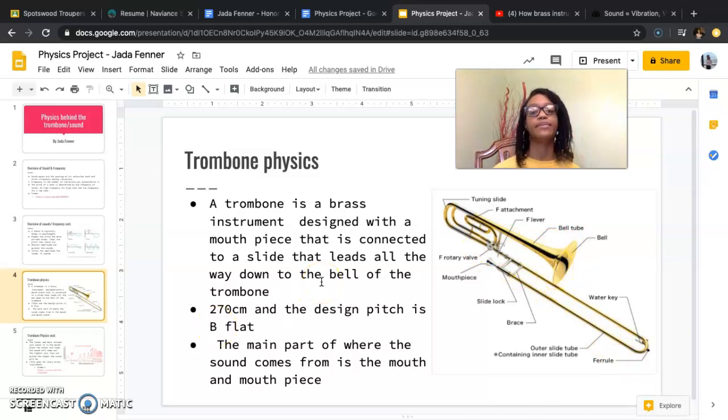A trombone is typically 270 centimeters, and the design pitch is B flat, meaning that when you are asked to play a scale, like in the beginning of your band career, you will most likely be taught the scale that is designed for your instrument, and it is the B flat scale. And the main part of where the sound comes from is the mouth and the mouthpiece, obviously.